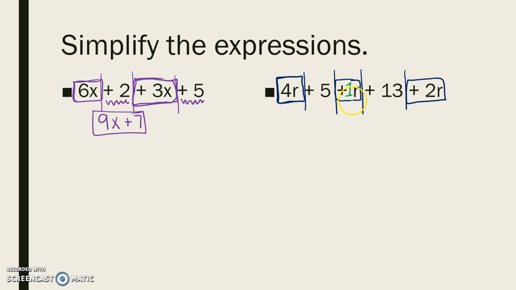So we've got 4r plus 1 more r plus 2 more. So we get 7r. And then again, we've got 2 constants. Both have that plus sign, so we know we're adding. It's going to be plus 18. So 7r plus 18 is our answer for that one.